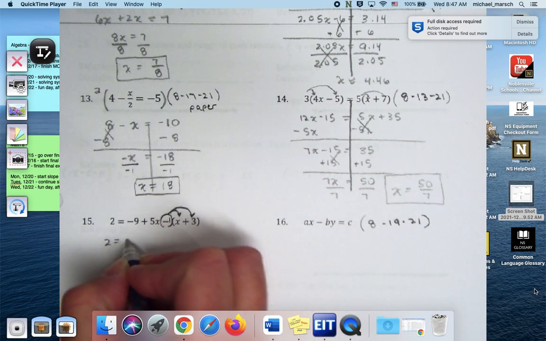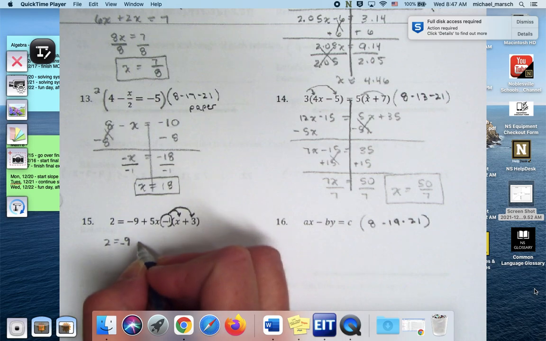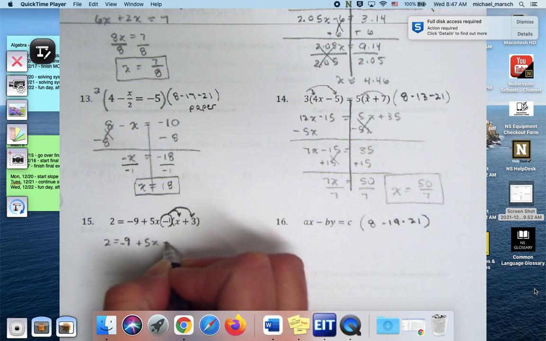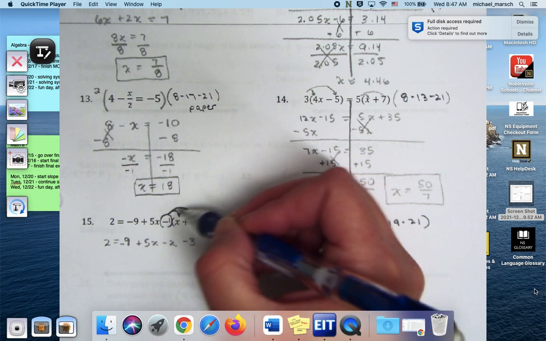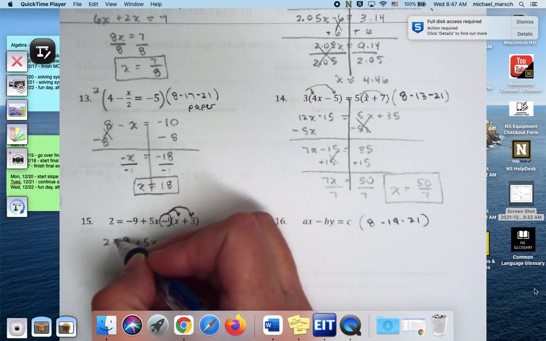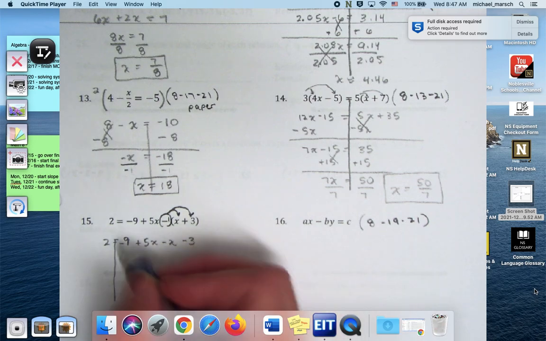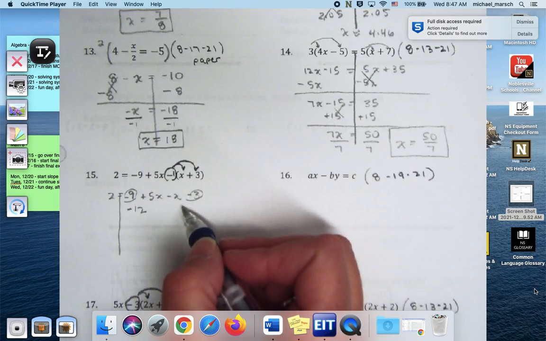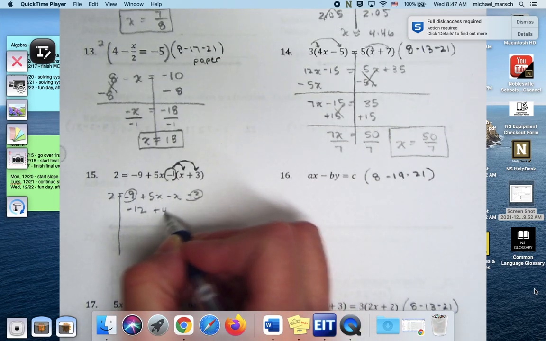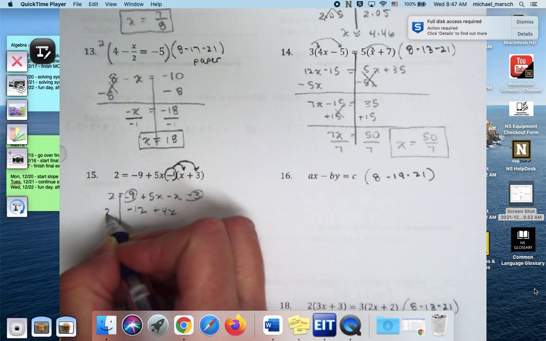So I'm going to have 2 equals negative 9 plus 5x minus x minus 3, because when I distribute that, I get negative 1x and negative 3. I've got some like terms here. I've got negative 9 and negative 3, so I have negative 12. I've got positive 5 and minus 1, so I've got plus 4x, and I've got my 2 here.